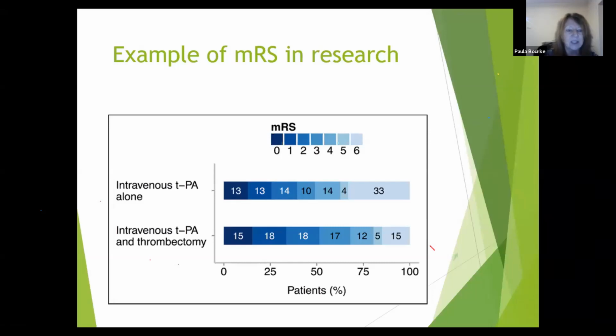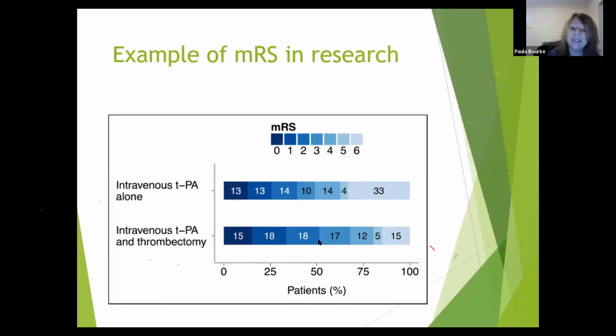So intravenous therapy alone, and you can see 6, don't forget, is dead. And then you look at intravenous therapy and thrombectomy, only 15 people are dead, which is really good. Saying, wow, 50% reduction in death rate, but it's not worth it if all you've done is tipped people into the severely disabled brackets. So what you have to look at is the first 3, so from 4 upwards.